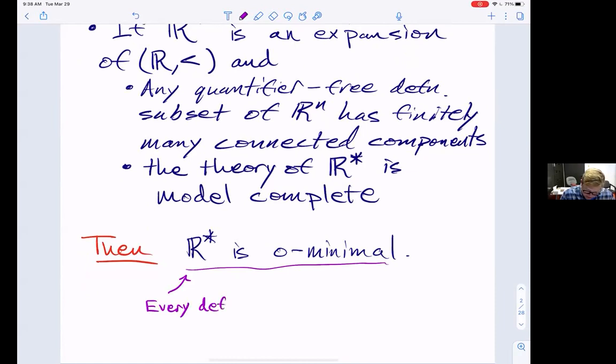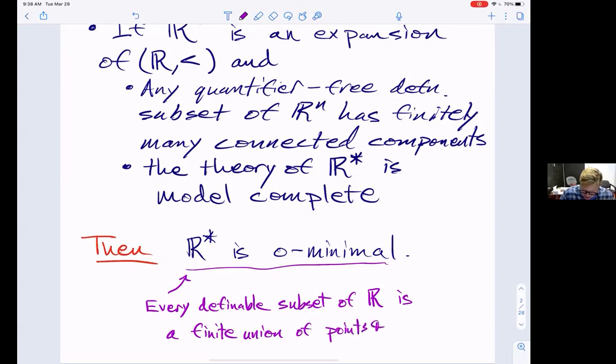definable subset of one variable, so of just the reals, is a finite union of points and intervals.